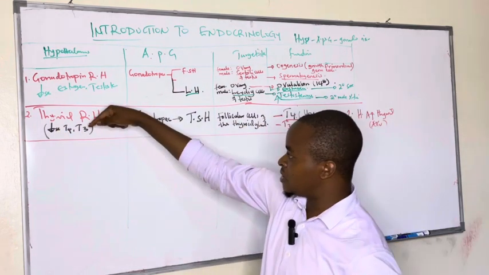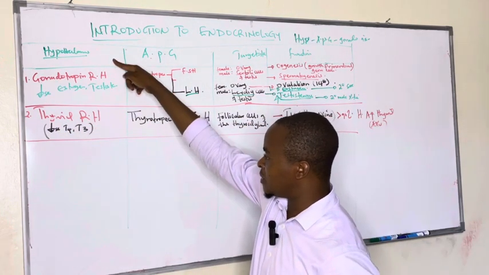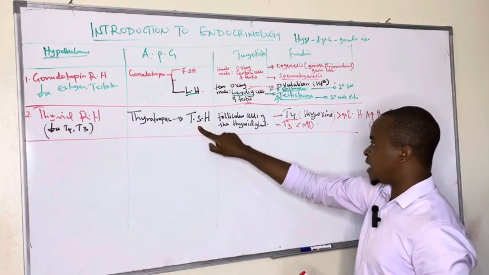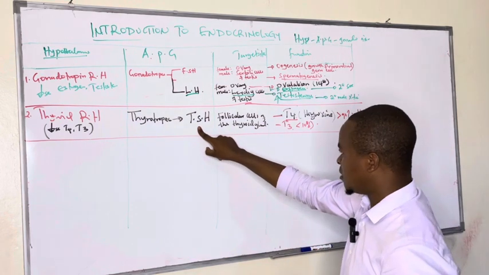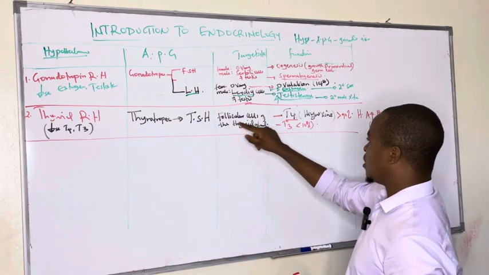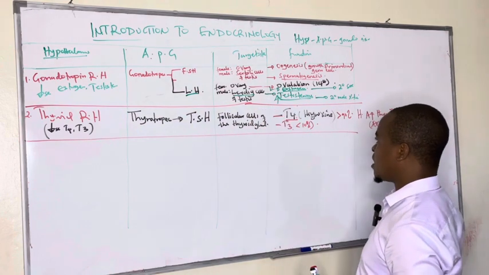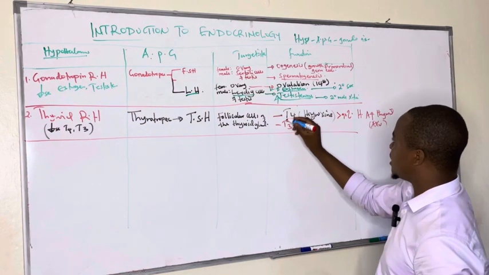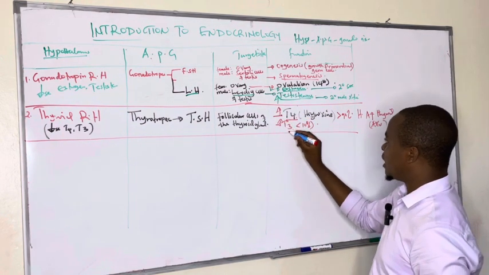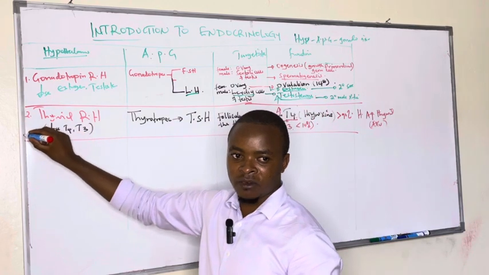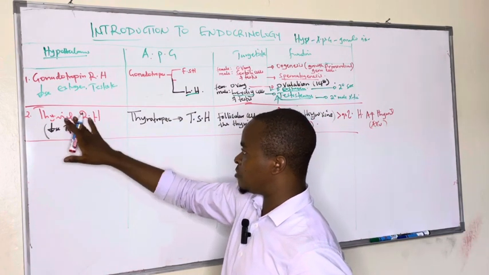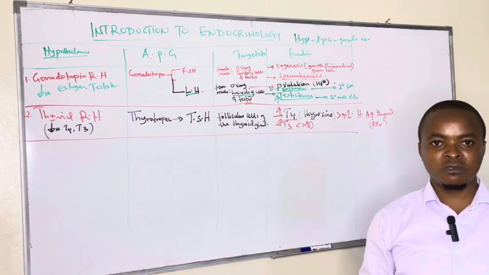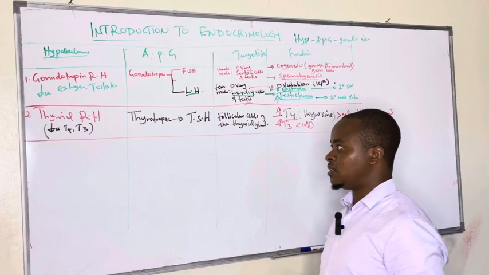A decrease in T4 and T3 stimulates the hypothalamus to release thyroid releasing hormone, which goes to the thyrotropes, causing them to synthesize and secrete TSH. And this thyroid stimulating hormone triggers the follicular cells of the thyroid to synthesize T3 and T4. And when T3 and T4 increase in blood, they exert a negative feedback, and the hypothalamus stops releasing thyroid releasing hormone. So this is the hypothalamic anterior pituitary thyroid axis.